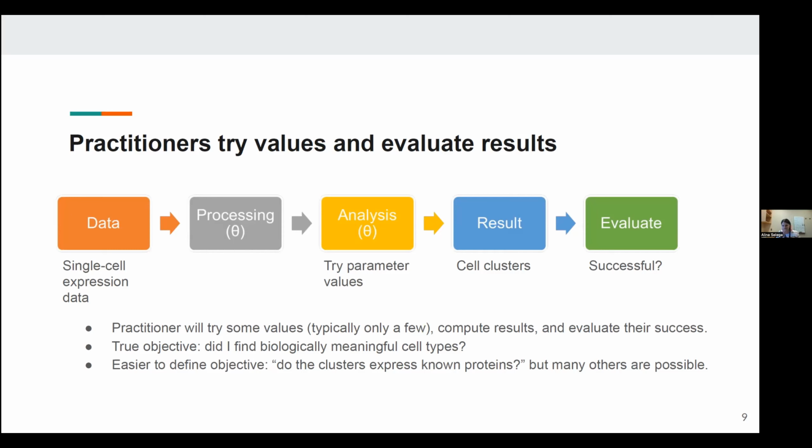For example, do the clusters that I found, do cells within those clusters express known proteins? Because, for example, from the literature, we know that certain cell types will express one protein that we know about, and then other cell types will not express that protein. So that is one objective that we can turn to, but also many others, as you can probably imagine, are possible.